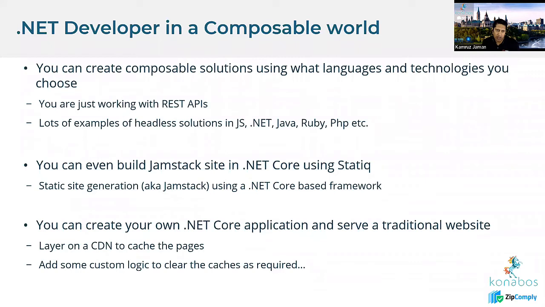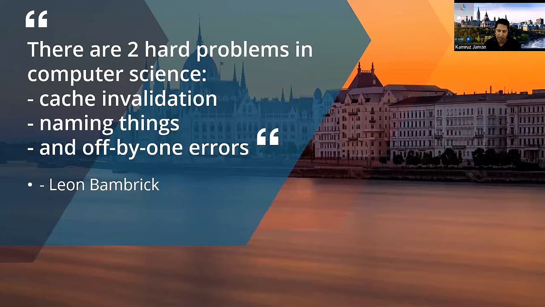Now you can create your own .NET Core application, which will just run per request. You can then layer a CDN on top of that to cache the pages, so you get this Jamstack-like approach. But you'll then have to add some custom logic to clear the caches, and anyone who's worked with Sitecore for any amount of time knows that clearing caches is pretty difficult.